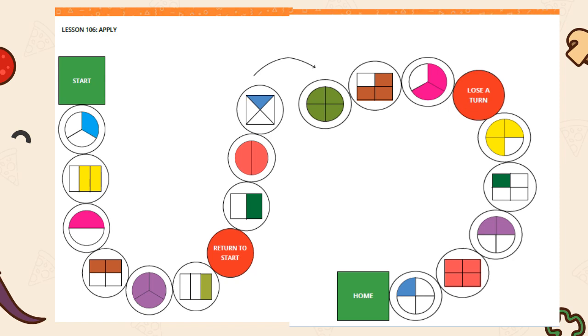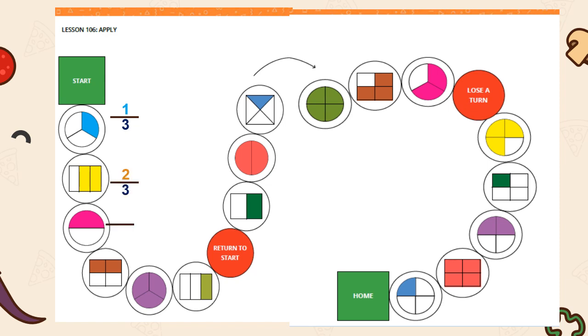Now we have a game where we want to reach the home. So the first circle here, we have 1 colored part over the total parts, which is 3. So the fraction is 1 over 3. Next we have 2 colored parts over the total parts, which is 3. So the fraction will be 2 over 3.